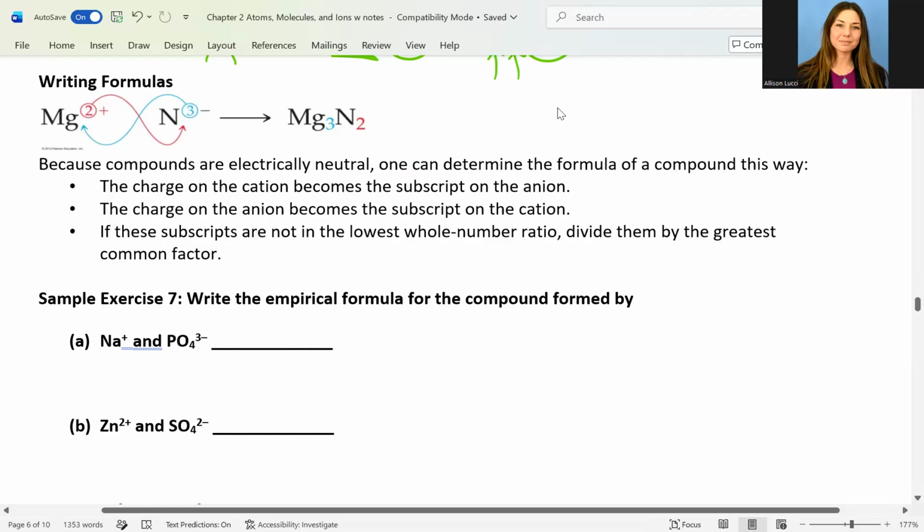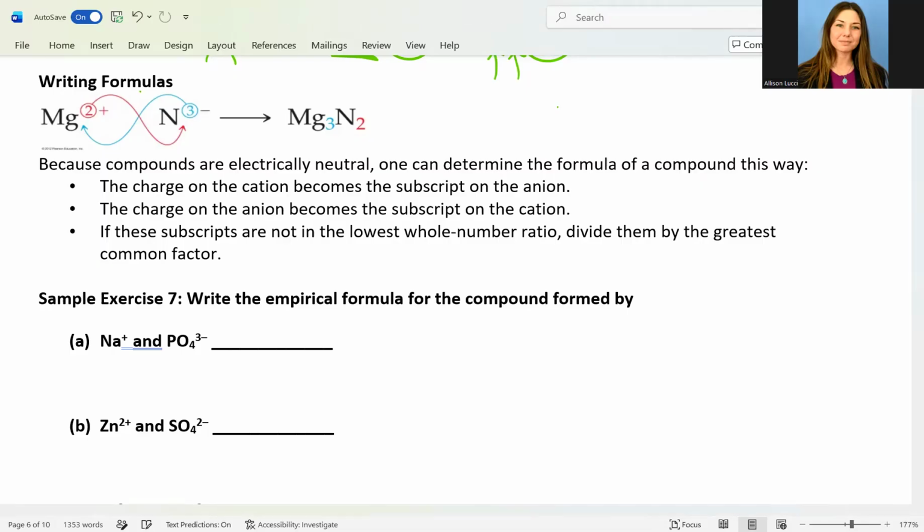In a previous video, we saw how, depending on what group an element was in, we could predict what charge would form, how many electrons that element would lose or gain to become what we'll see is a noble gas electron configuration. So magnesium, being in group 2, would become a +2 metal ion, where nitrogen, being in group 5, would gain 3 electrons and become a -3 charged ion.